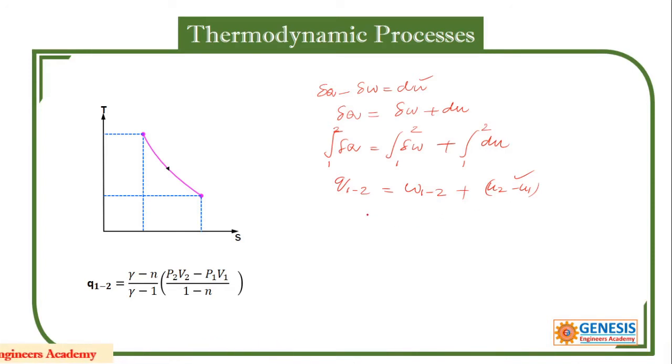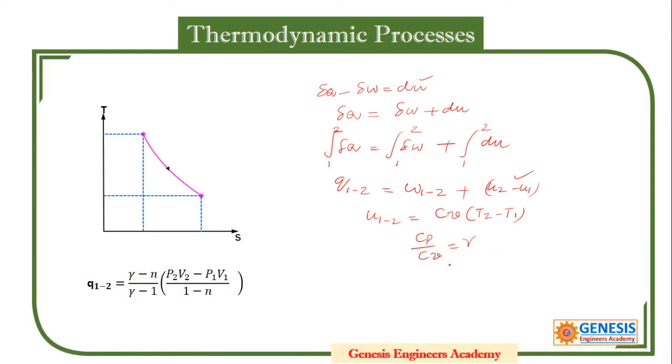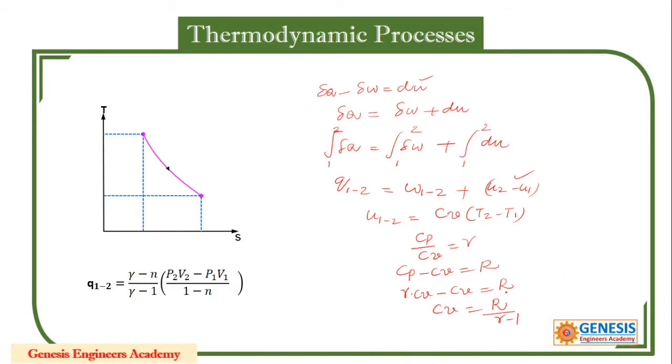Then U12 is equal to Cv into T2 minus T1. But Cp by Cv is equal to gamma for a perfect gas. So I have to use another relation, that is Cp minus Cv is equal to the gas constant R. In this I have to replace Cp by Cv gamma. So that becomes Cv into gamma minus 1 equals R. Then Cv is equal to R by gamma minus 1. So is it clear so far?